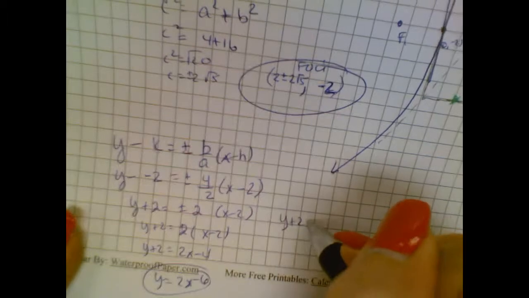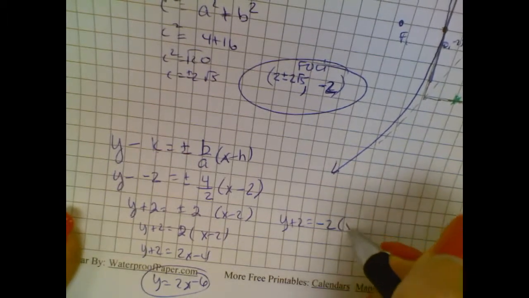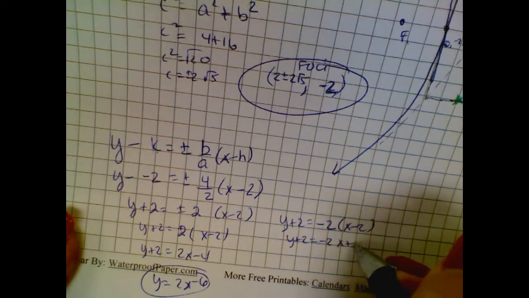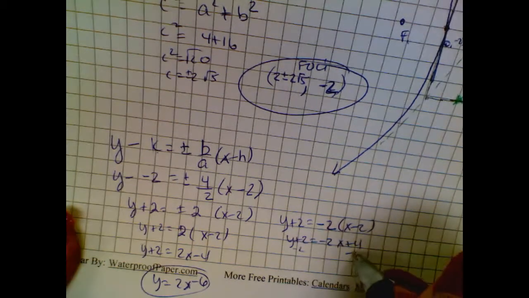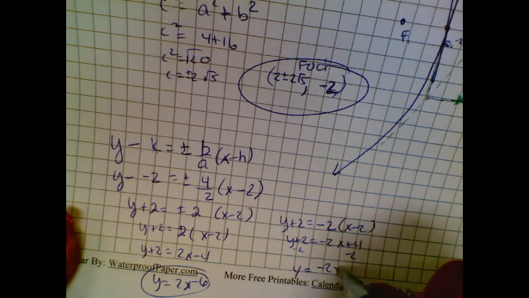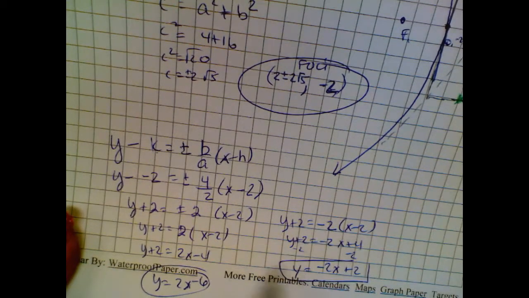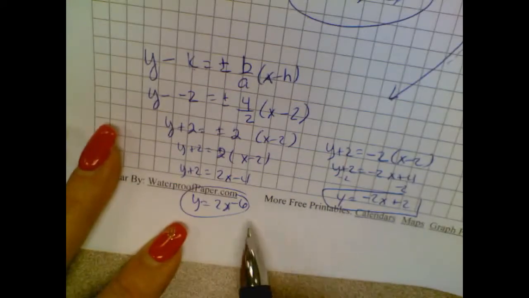So one of your equations is this, and I'm going to go right to this part, y plus 2, and let's think of it as a negative 2 this time. So y plus 2 equals negative 2x plus 4, subtract 2, y equals negative 2x plus 2. So these should be the two equations of your asymptotes. Let's see if that makes sense. 2x minus 6.